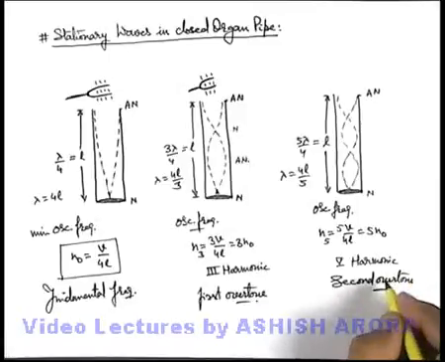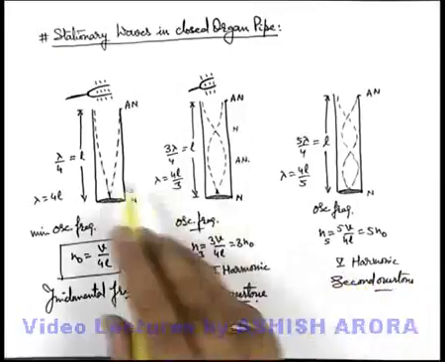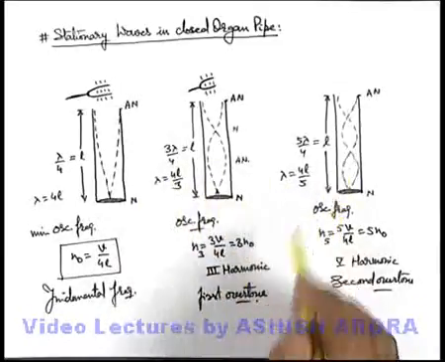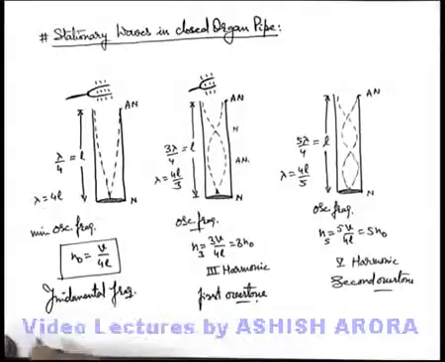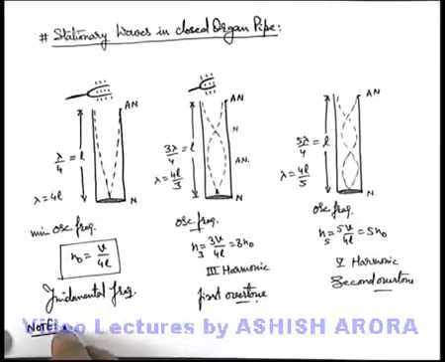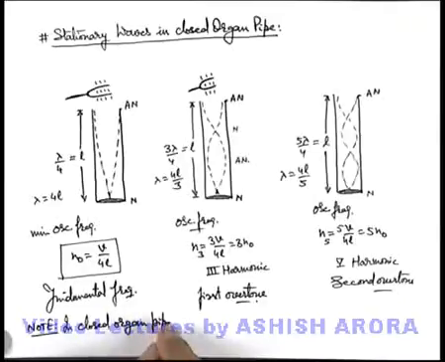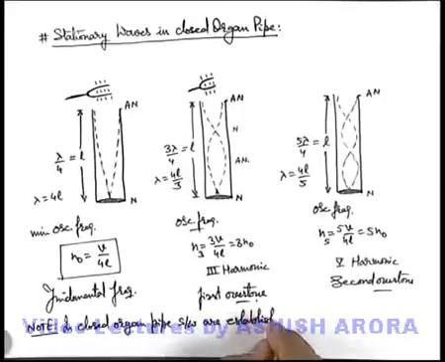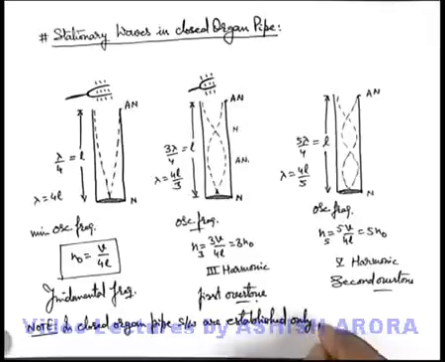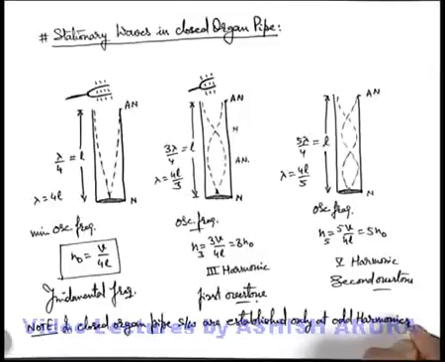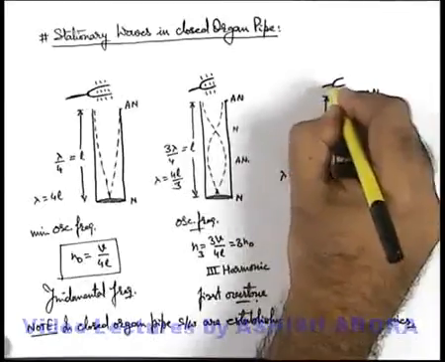So in this situation, you can see that in a closed organ pipe, stationary waves can be obtained only at odd harmonic frequencies of the fundamental. This we can write down, and note this quite important relation, which says: in a closed organ pipe, stationary waves are established only at odd harmonic frequencies.